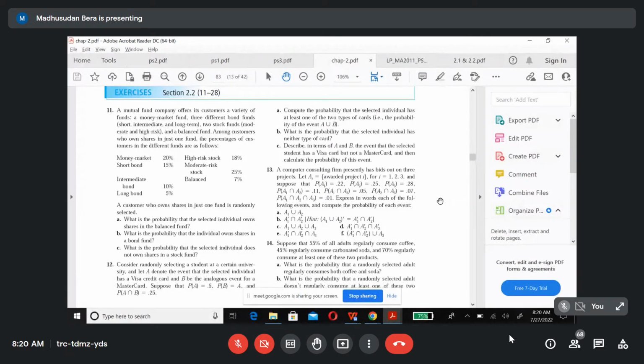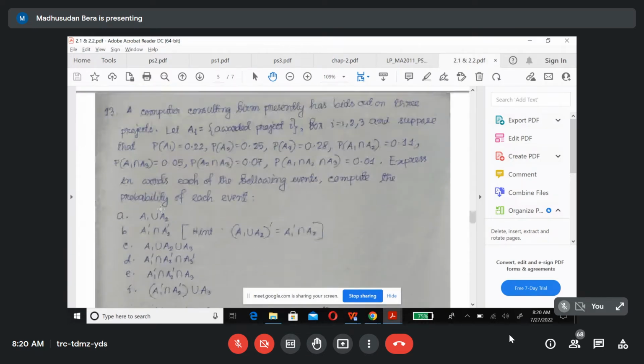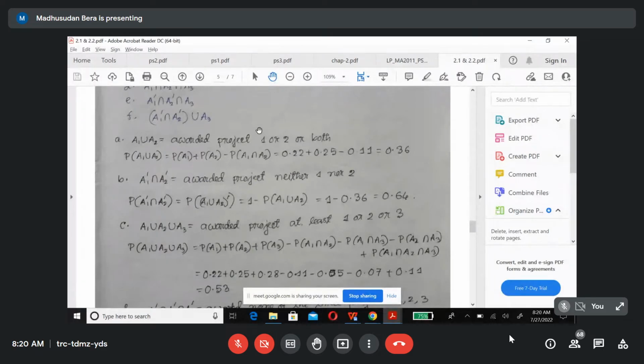So A1 union A2 means the awarded project is either 1 or 2. At least one of the projects from 1 and 2 is awarded. That thing is A1 union A2. So the awarded project is 1 or 2 or both, meaning at least one project of 1 and 2 is awarded. That way you can think. So A1 union A2.